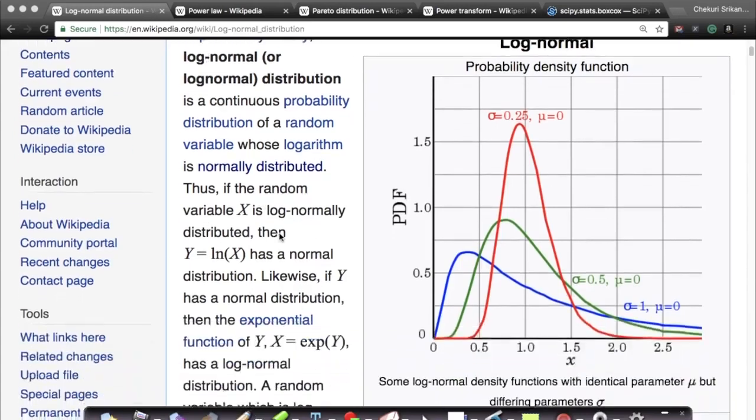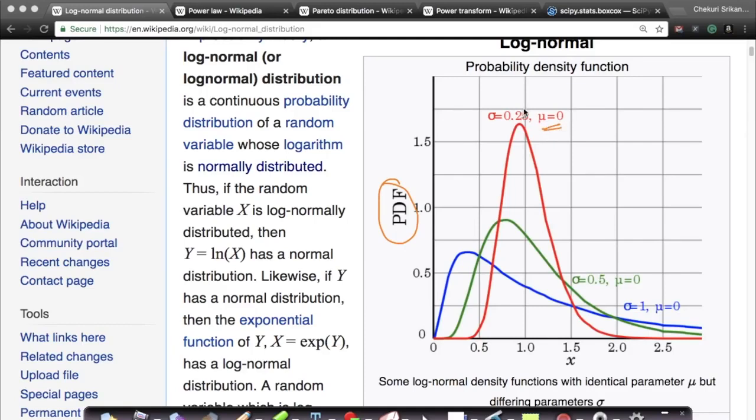So if the variable x is log normally distributed, then y, which is log of x, the natural logarithm of x, has a normal distribution. And this is how it looks. Now let's look at the shapes here. First thing that you should notice, this is your PDF. By the way, this is a continuous random variable. So let's take your red curve here.